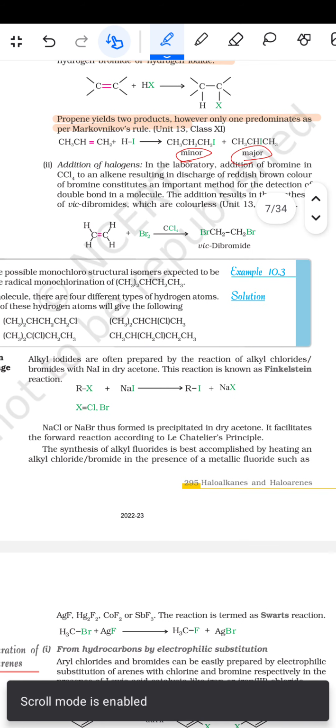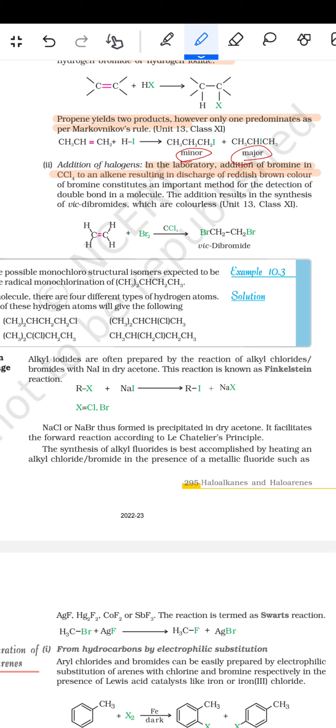Then addition of halogen. In the laboratory, addition of bromine in CCl4 to an alkene results in the discharge of the reddish brown color of bromine, which constitutes an important method for the detection of the double bond in the molecule. The addition results in the synthesis of vic-dibromides, which are colorless.